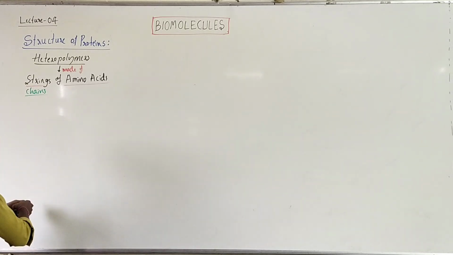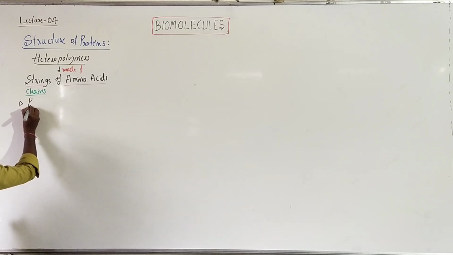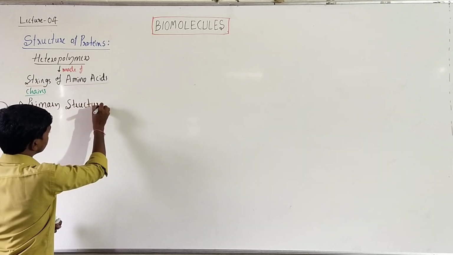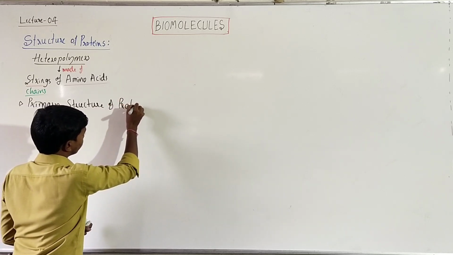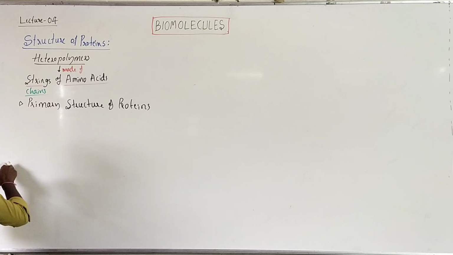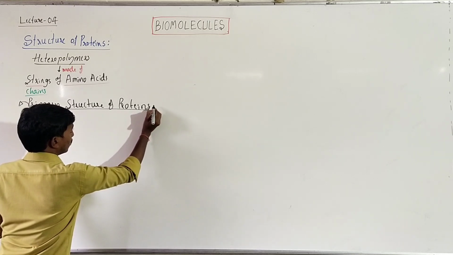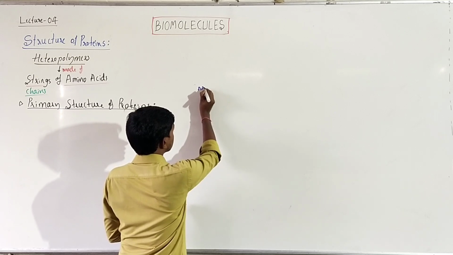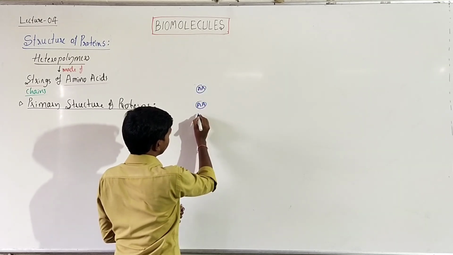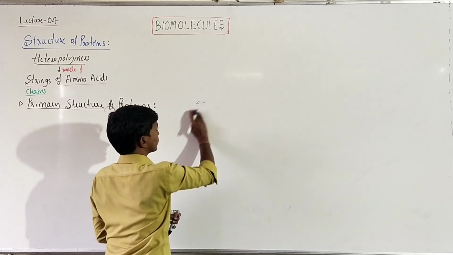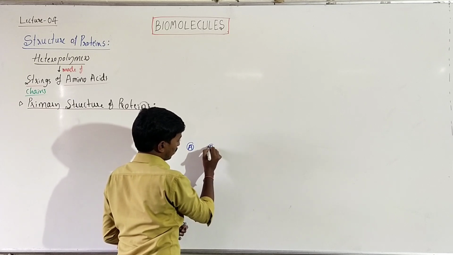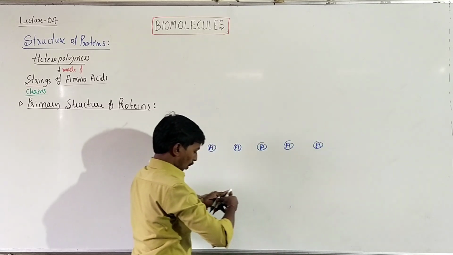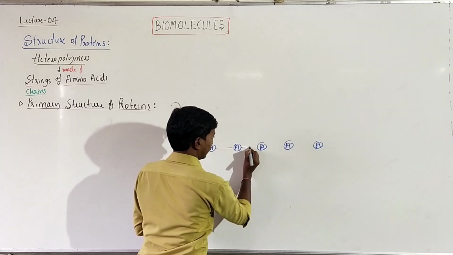The first type, we will write it as primary structure of proteins. So simply, here primary structure refers to when 1 amino acid, 2 amino acid, 3 amino acid, 4th amino acid, 5th amino acid, 6th amino acid, all are bound together with the help of a peptide bond.